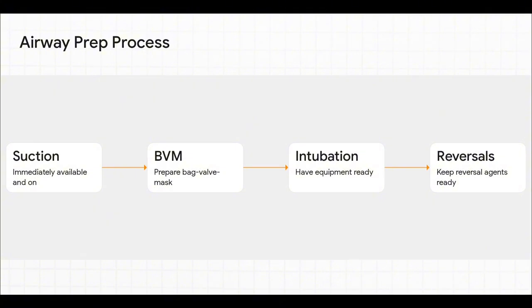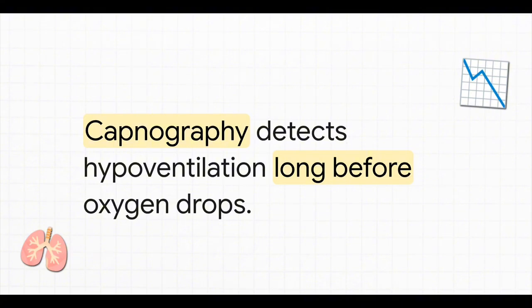1. Active suction, ready and turned on. 2. Your bag valve mask, connected to oxygen. 3. Your intubation equipment. And 4. Reversal agents like naloxone, drawn and sitting right at the bedside. You simply cannot afford to be scrambling through random drawers looking for a bag after your patient has already turned blue. And when it comes to monitoring, this next point is a non-negotiable standard of care.